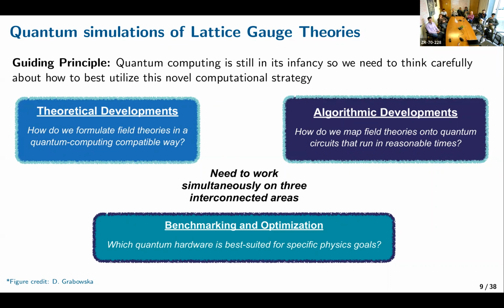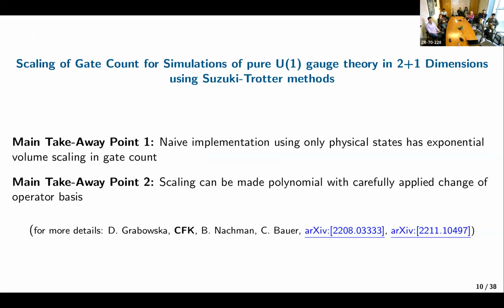Okay, and so now that we have set the stage, we can state the problem that we've been working on slightly more precisely. As the Holy Grail, we want to get to QCD, but along the way, we start with U1 gauge theories and build up from there. So in this talk, I'll be telling you about how the gate count scales for simulating a pure U1 gauge theory in 2 spatial dimensions using Suzuki-Trotter methods to do the time evolution.